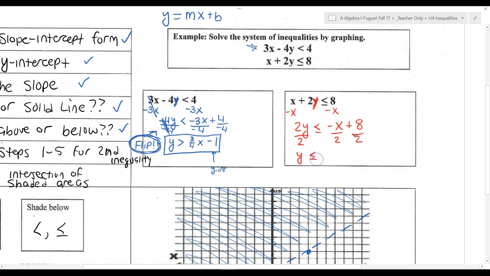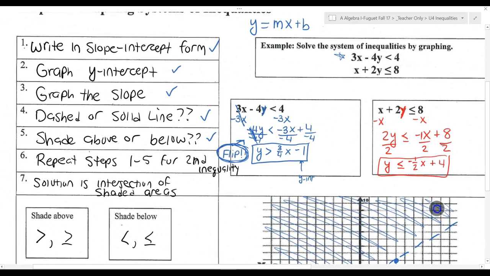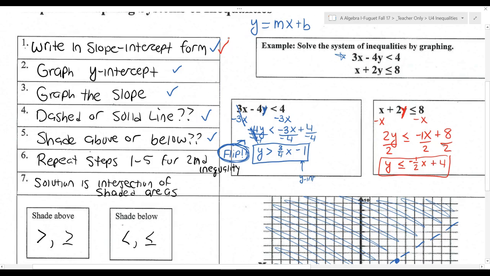Y is going to be less than or equal to, this one's tricky. This is really a 1. Negative 1 divided by 2 gives us a decimal. But since we want to write it as slope, slope always should be written as a fraction, as in rise over run. So I'm going to leave it as negative 1/2. 8 divided by 2, fortunately, is a nice even 4. And so now I have my inequality. So step 1 is now complete for the red.